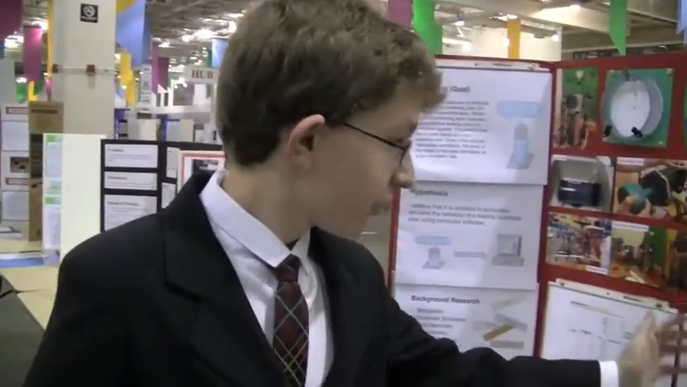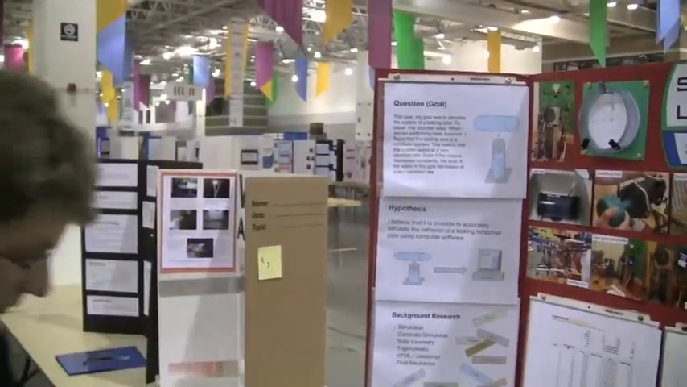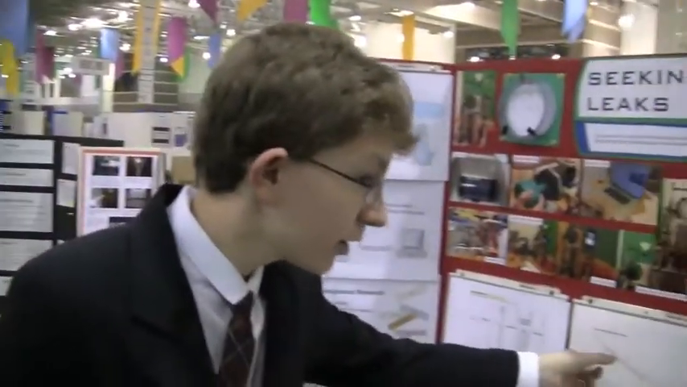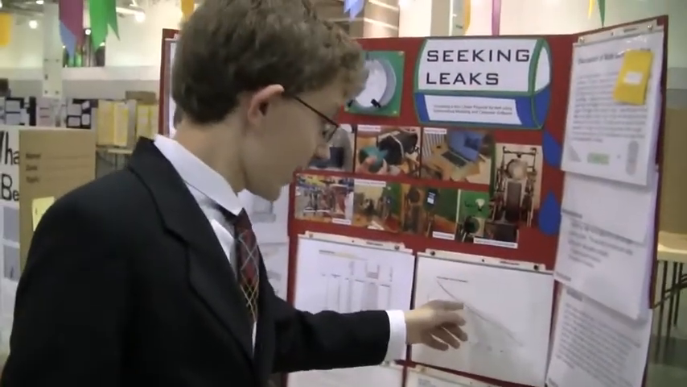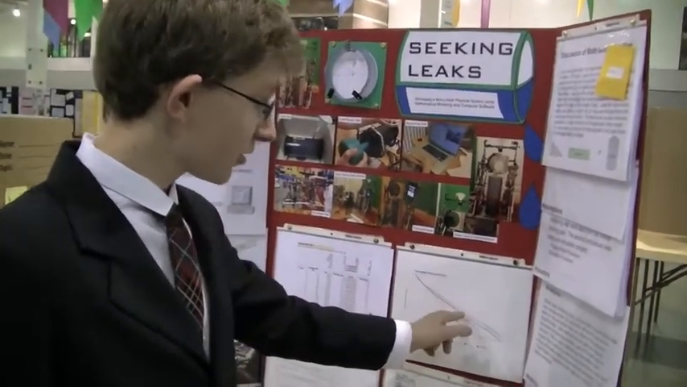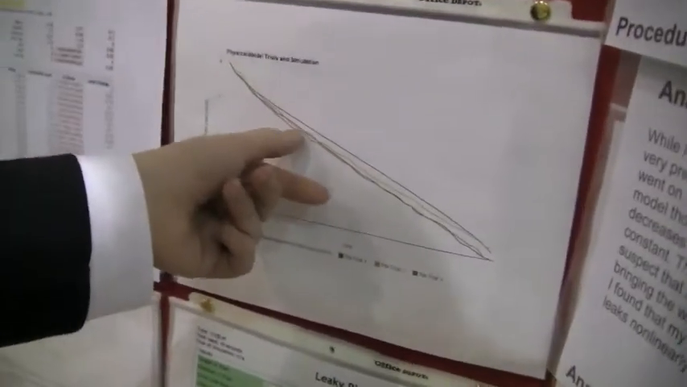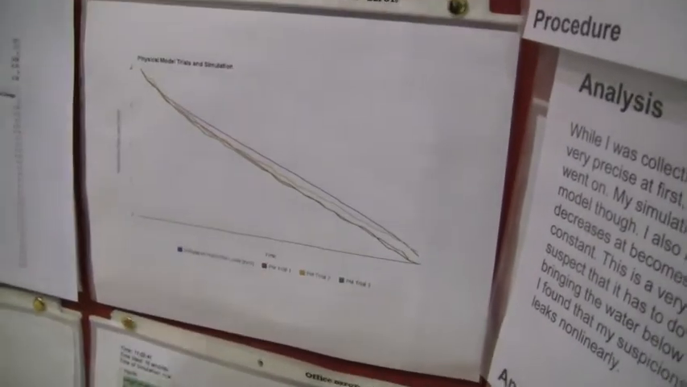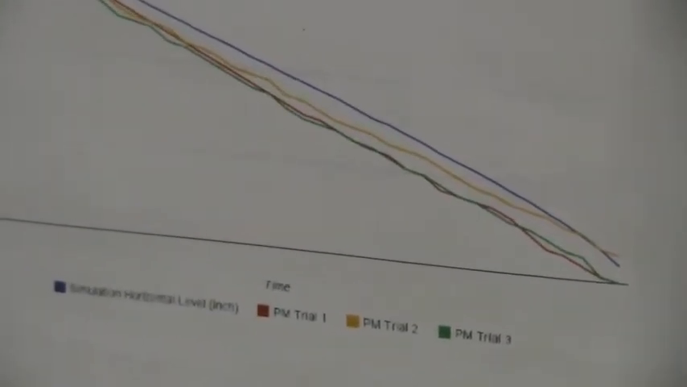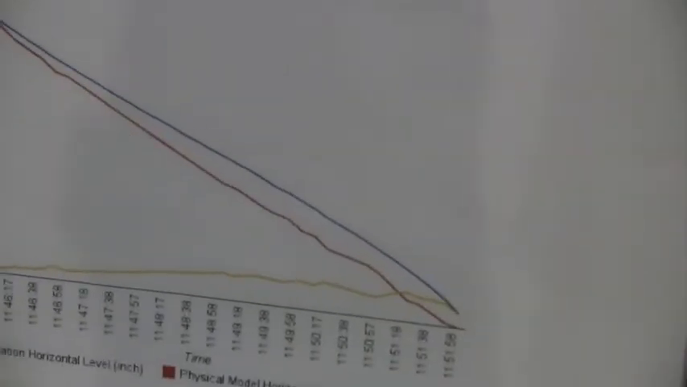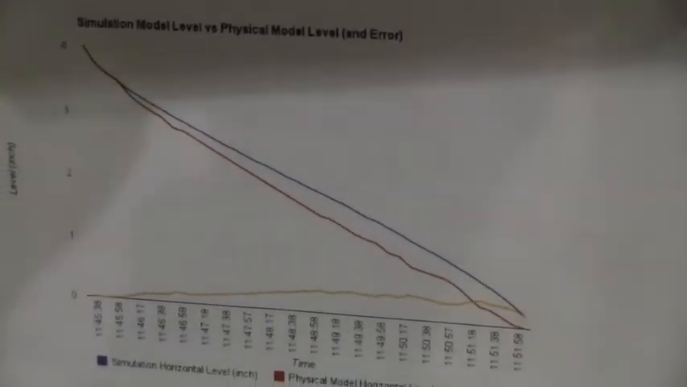After I was done with my simulation, I took the level every 10 seconds, just like I did with my physical model, and I put it into a chart, a graph, and I saw that the simulation is actually really close to the physical model. This blue line represents the simulation, and these other lines represent the physical model. So, if we look at this graph, we see the error between these two. And what I realized is the error was increasing over time, so something was happening. There must have been some other factor affecting it.